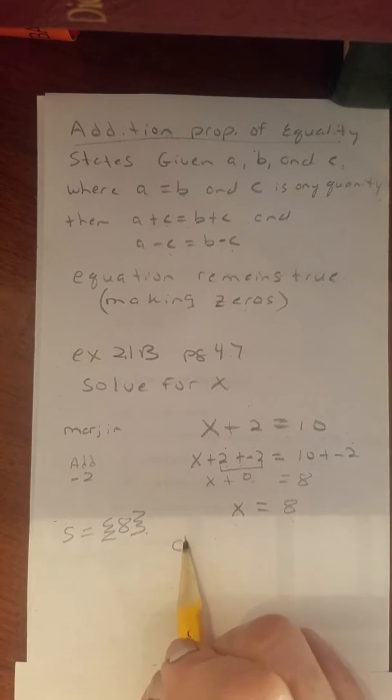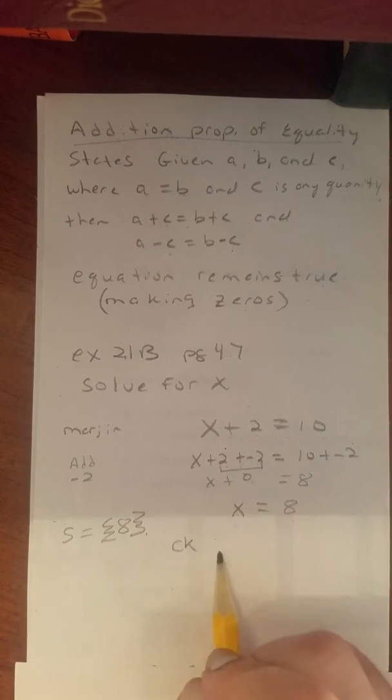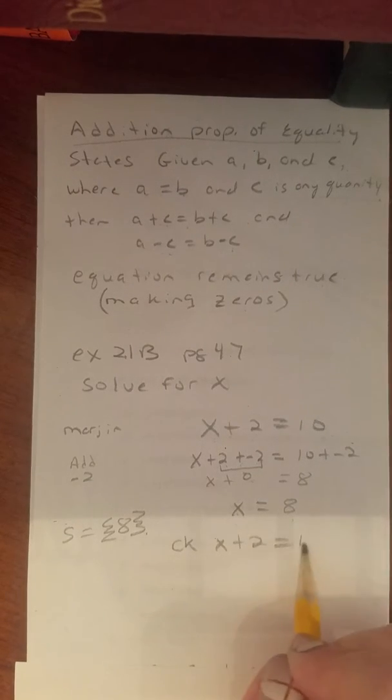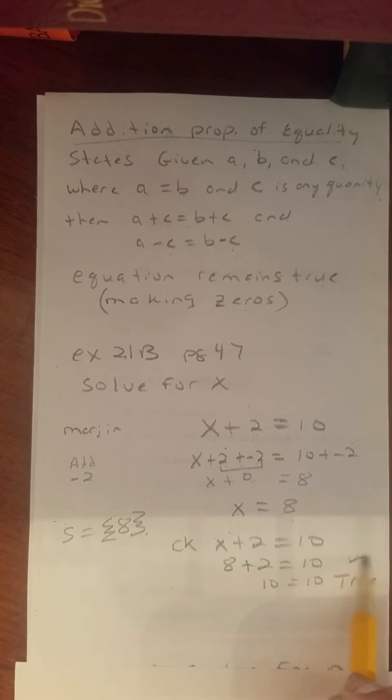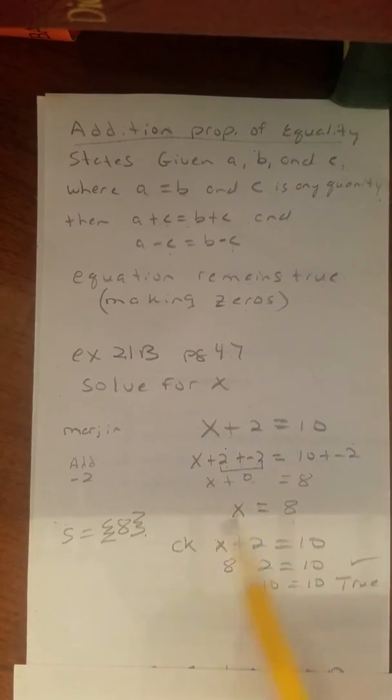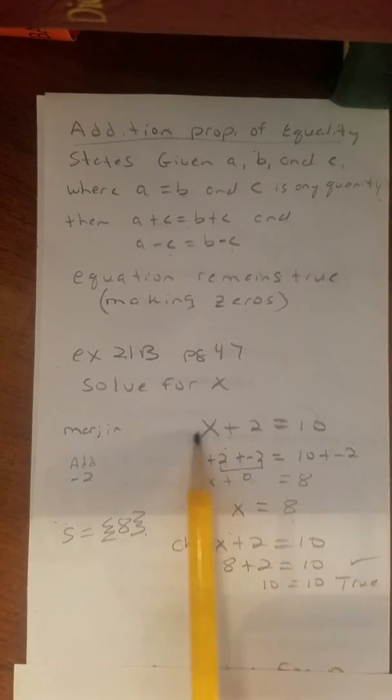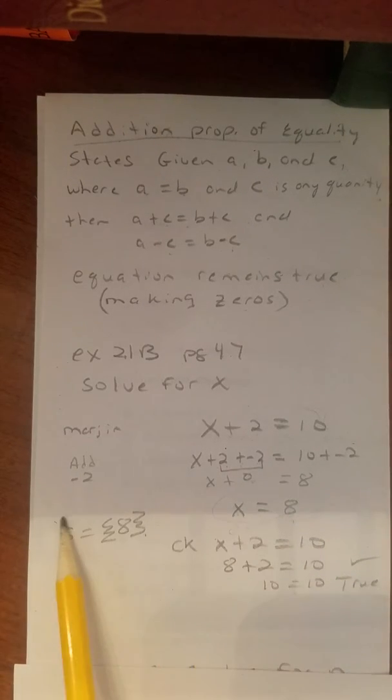But let's do a check step. The check step says that I take the original equation and substitute in my solution wherever there's a variable. So here I have 8 plus 2 is 10. 10 equals 10. This is a true statement. It checks. So therefore that's my solution. And I could also graph it as well. Okay? So when you show your work, I'm looking for the check step, and then I'm looking for your final solution.